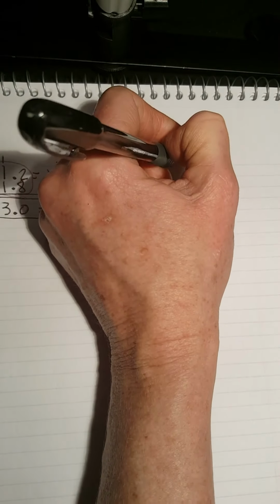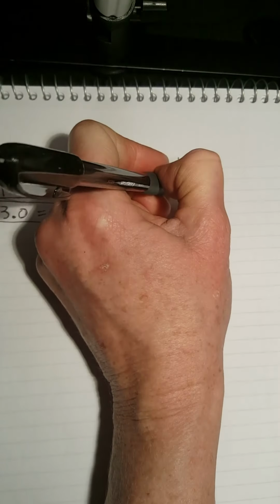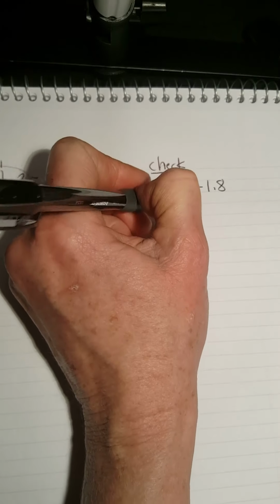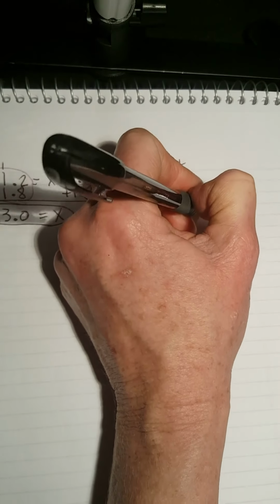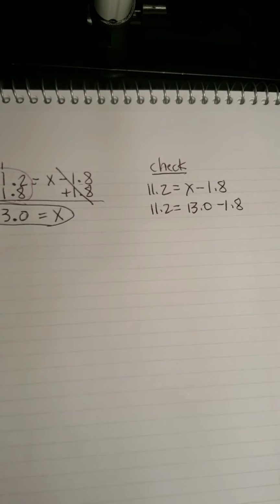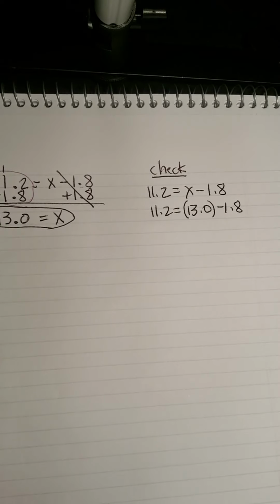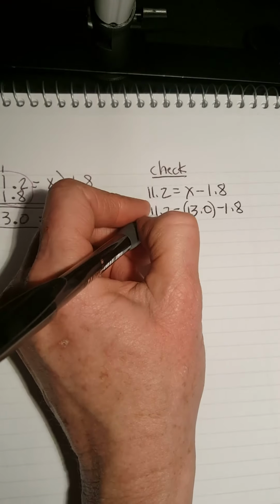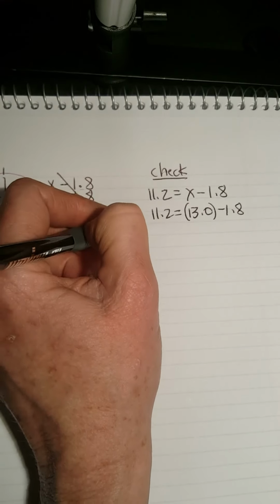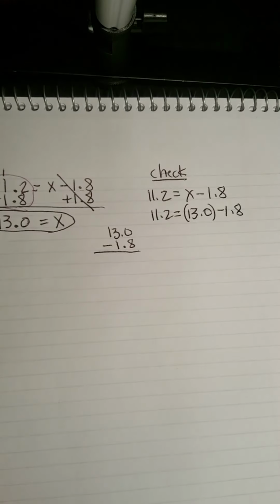And then I'm going to check that. So if I have 11.2 equals x minus 1.8 as my original problem, if I substitute 13.0, or 13 means the exact same thing, in place of x here, and I usually do my substitutions with parentheses so they stand out. And then I need to actually check and see if 13 minus 1.8 is equal to 11.2 for sure. So I'm going to do my work right here to see if I can actually get that answer.